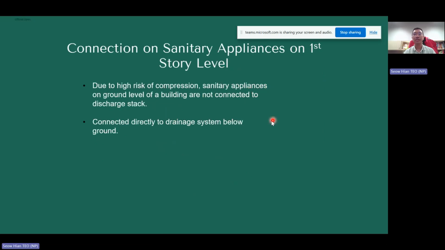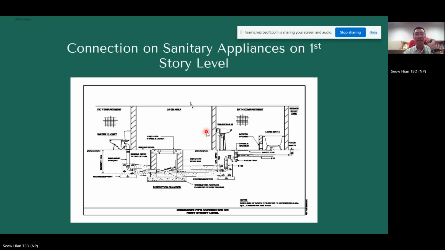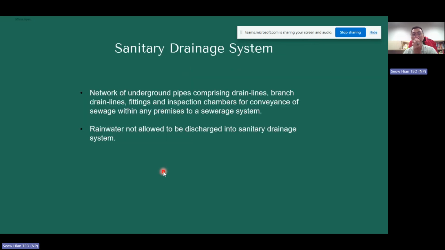Connection of the sanitary appliances on the first story is usually high risk, right? So sanitary appliances on the ground floor are not connected to the discharge stack, but connected directly to the drainage side below. Usually the first floor is connected below because there's a little more risk of compression. Yeah, this is one of the ways you can look at it. So it's like a manhole, water from the trap goes in, or from your wash closet, right, goes in, and then it gets discharged through some inspection hole. So the sanitary system is an underground system comprised of drainage material or drainage lines, branches of the drainage line, fittings and inspection points for convenience of the sewage.